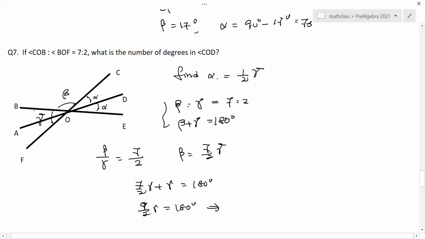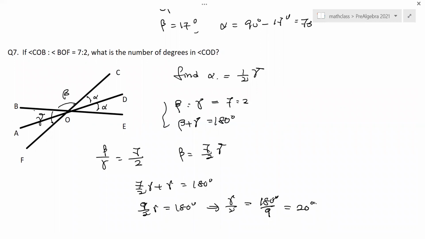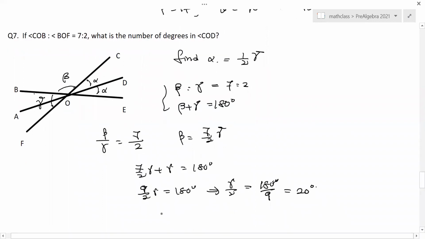And from here, half of gamma is going to be 20 degrees, 180 divided by 9. Yeah, half of gamma is 20 degrees. So that is our answer. Alpha is going to be 20 degrees. Now, Michael, you forgot to divide by 2. So alpha is 20 degrees. Alpha is half of gamma.